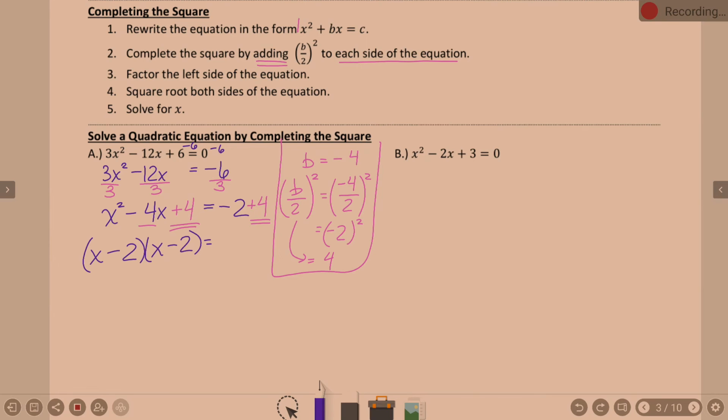And what is negative 2 plus 4 on the right? 2. What just so happens on that left side, guys? This is x minus 2 quantity squared.